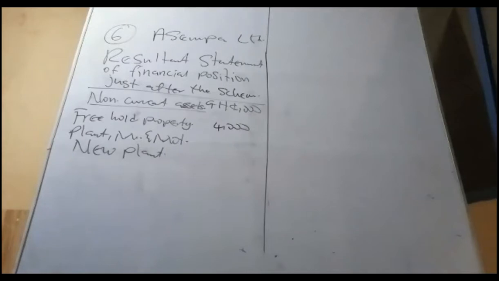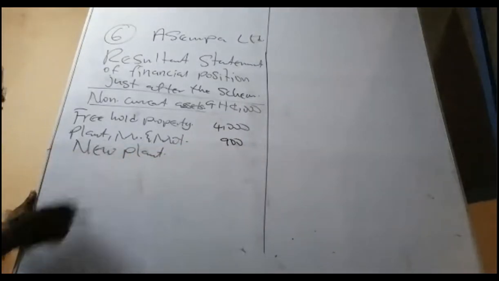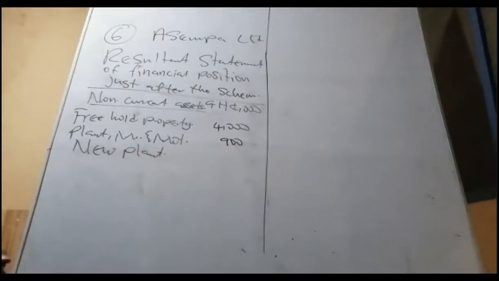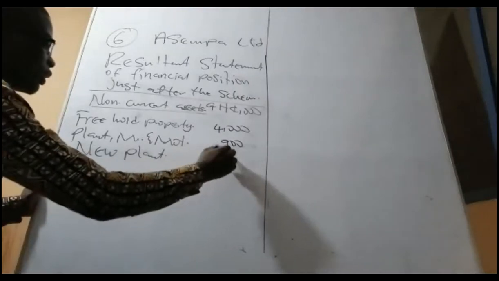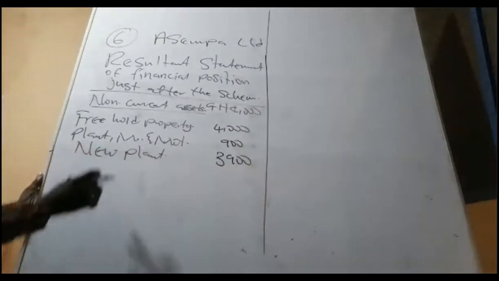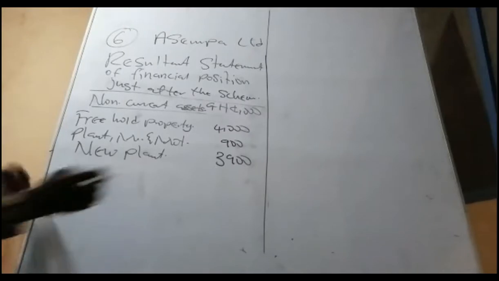Then we had 900 for the machinery and motor vehicle. So I put a 900 in here. Then the new plants. What was the figure? Who can remind us? So the plants, 3,500. That's the new plant. That's all about non-current assets. You are done. You sum them up.